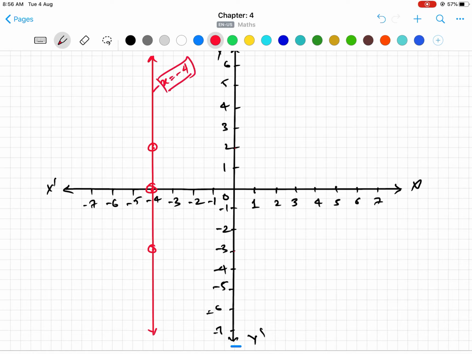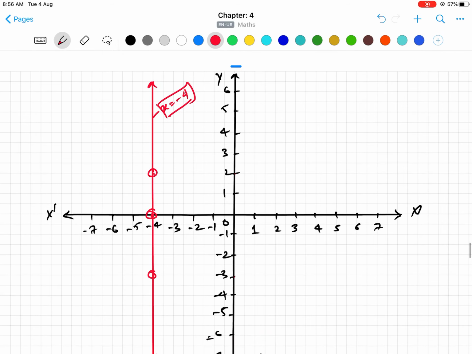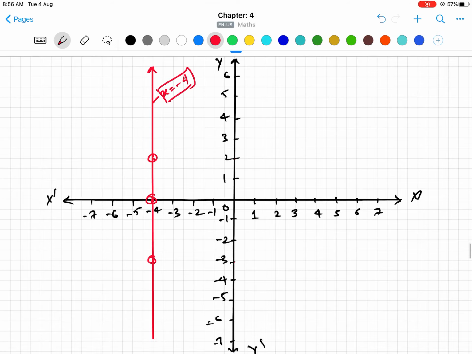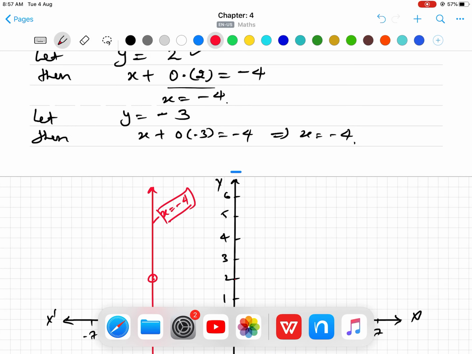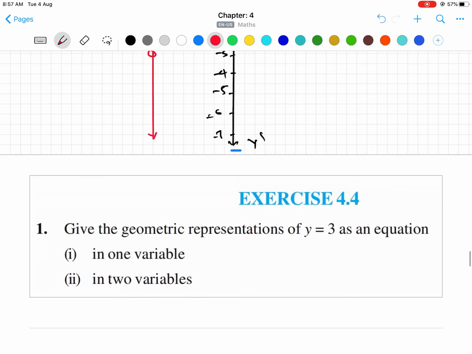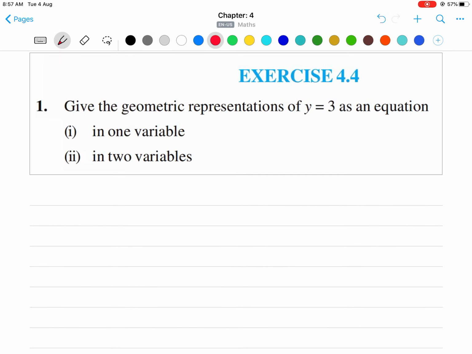This line is parallel to the y-axis, and this represents x equals to minus 4. So if you draw a line which doesn't have a y variable, or if its y variable has coefficient 0, that means the graph of that equation will be parallel to the y-axis. Similarly, if an equation does not have an x variable, that means if the coefficient of the x variable is 0, then the graph of that linear equation will be parallel to the x-axis. So that's the solution of example number 9.